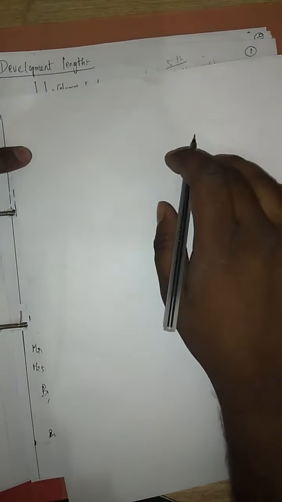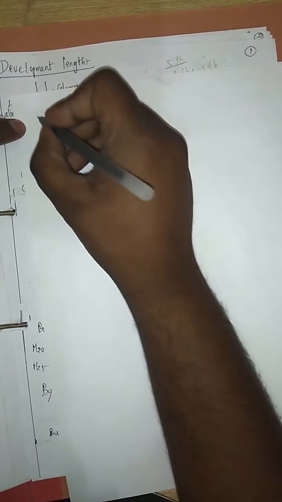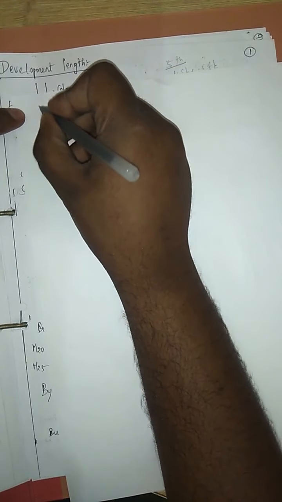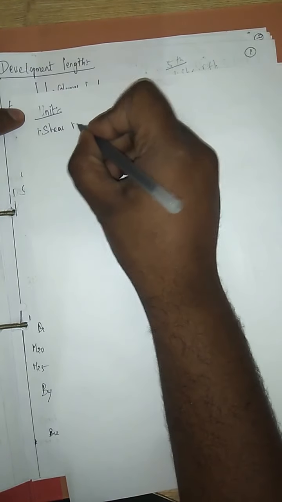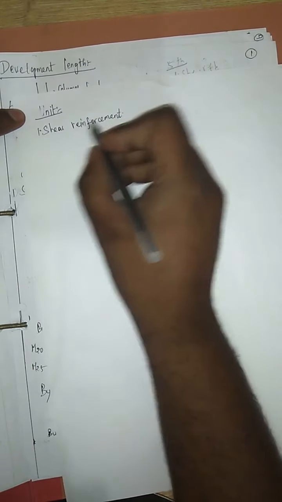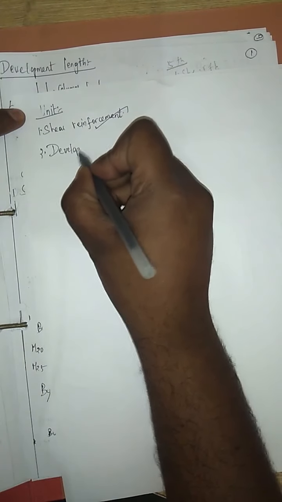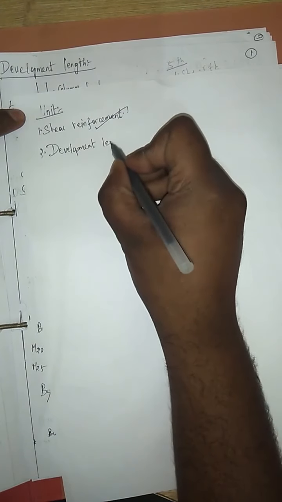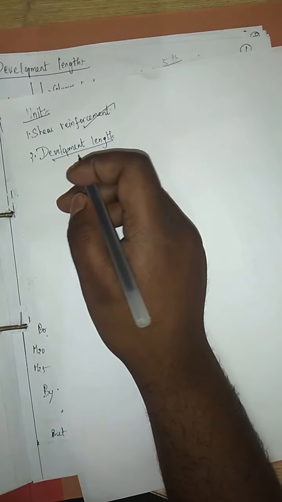In the previous class we saw shear reinforcement. I hope you are all clear about shear reinforcement. In this unit, the second part is all about development length. As you know, according to your syllabus in Unit 5, the first part is about shear reinforcement, which we have already seen, and the second part is development length. So today we are going to see development length only.